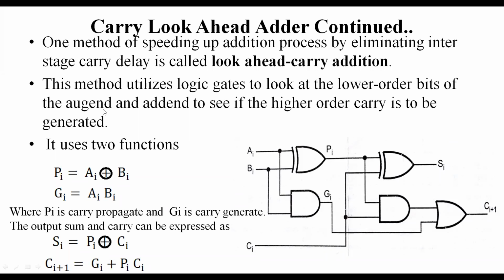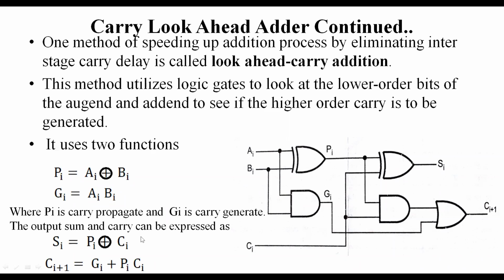To see the circuit, ప్రతి ఒక్క గేట్ కూడా మనం నోటేషన్ ఇచ్చాం. Pi is nothing but Ai exclusive OR Bi. Similarly, Gi equals Ai into Bi. This is the AND gate output. This is the exclusive OR gate output. This is the carry propagate output, and this is called carry generate output. Gi is nothing but carry generate. Pi is called carry propagate output, where Pi is the carry propagate and Gi is the carry generate.